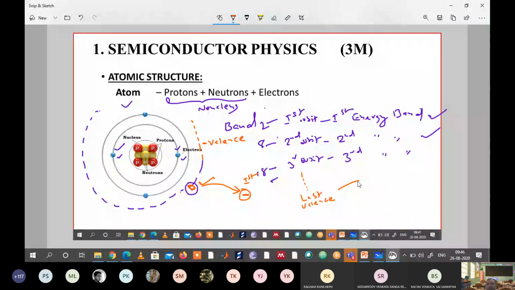It is called as valency band. Now the electron has come here into atmosphere, leaving here what? Hole. Suppose now the electron is revolving in atmosphere.